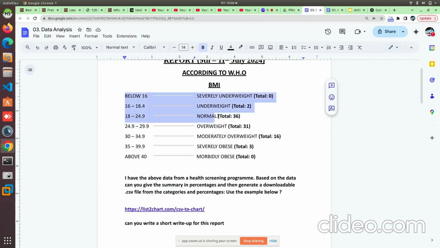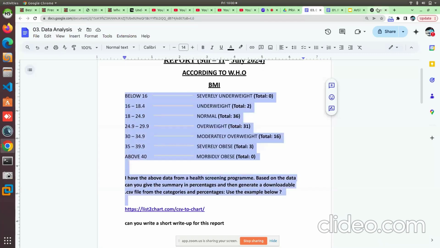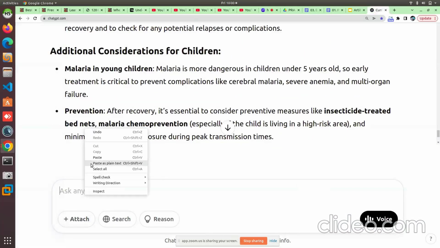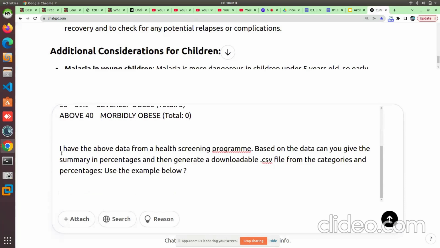So I decided to copy this. The company wanted a report and I had this data. I didn't want to go and do Excel or anything, so I just used the information I have here. I'm going to show you what I did with ChatGPT. I'm going to paste the whole information here. That's the information for the BMI, and the total number of patients in each category. Then I stated that I have the above data from a health screening program.